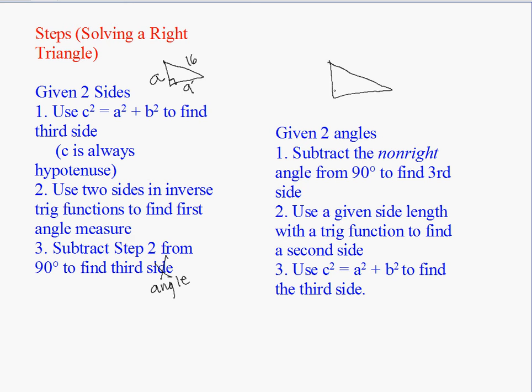Now, if I'm given two angles, remember I told you, you're always going to get 90. Let's call this angle 26. So if I have two angles in a problem, step 1 is to figure out what that third angle is. You would take the non-right angle, so not this one, but 26, and subtract it from 90 to find your third angle.